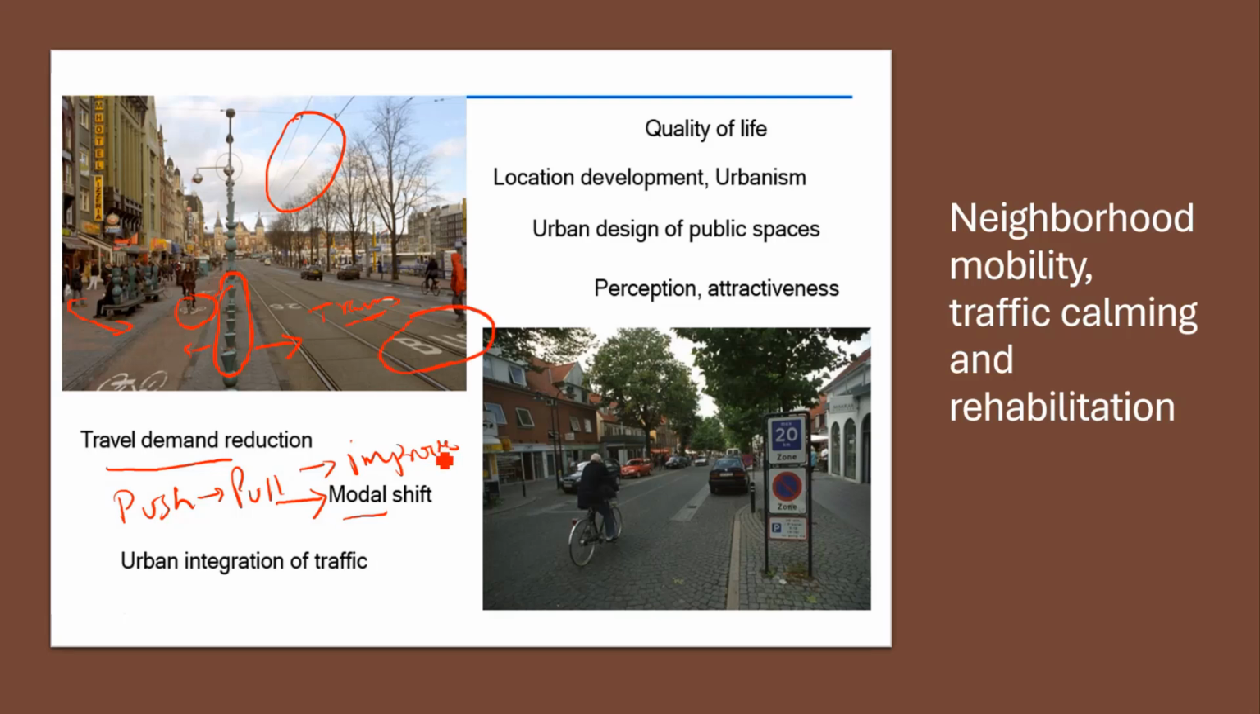The same concept could be seen here, that specific zone is called zone 20. Zone 20 means that you cannot go more than 20 kilometers per hour in that specific zone. Okay. And also here you can see we have the parking restriction as well.